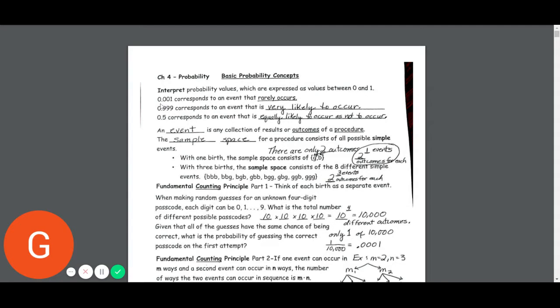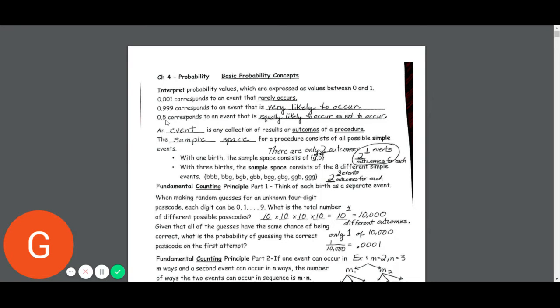So something written as 0.001 here, basically that's 1,000th, corresponds to an event that rarely occurs. Something identified as 0.99 or 999 thousandths corresponds to an event that is very likely to occur. So you need to be able to interpret the decimal notations. Now, as we move forward, obviously we're going from one end of the range to the other, from very rarely to very likely. We've got a whole lot in between here.